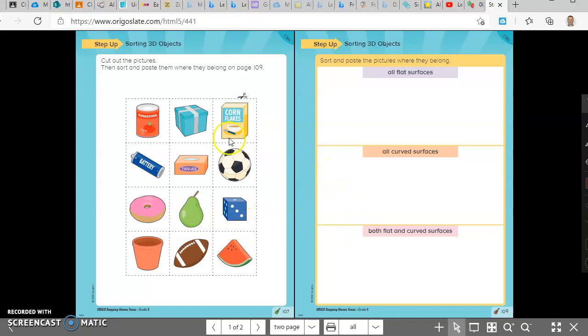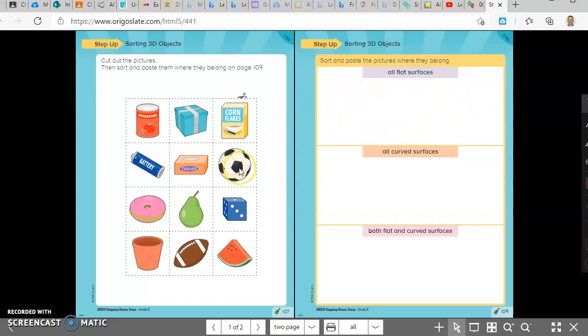For instance, how about this box of tissues? Now we can think of what that looks like in real life. We can see it here. We can't see all the sides, but we know what a box of tissues looks like. Does that have only flat, or does it have curved, or is it both? That only has flat surfaces, so that's going to go up here, right? We're going to cut that out, put that up here, somewhere up here.